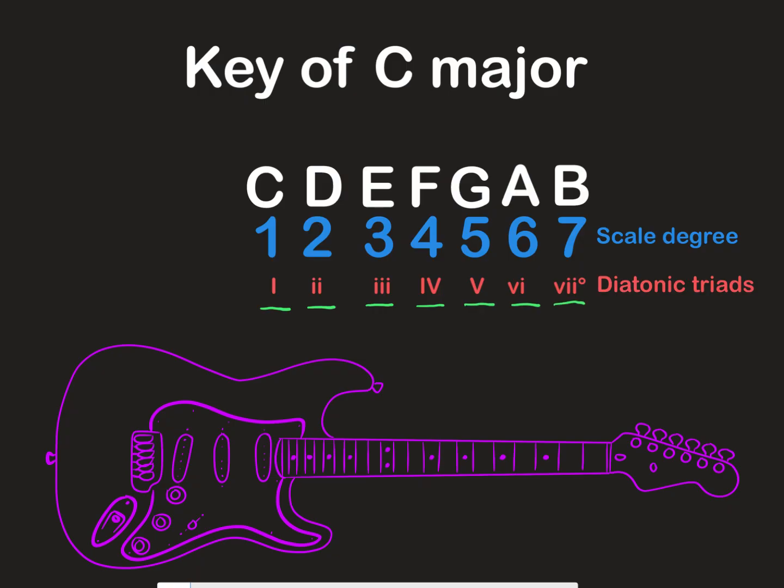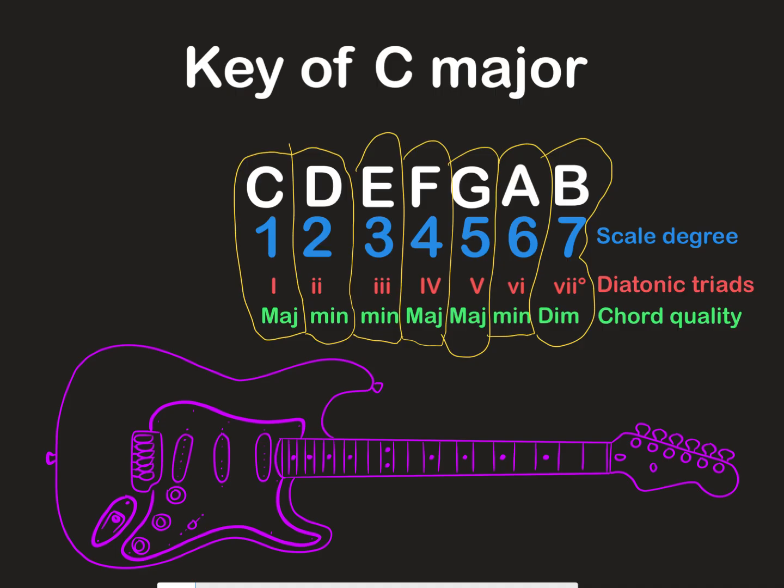And there's a consistent pattern here. Major, minor, minor, major, major, minor, diminished. So instead of thinking of these chords as random shapes, you can think of them as a system, a family of chords that works together.